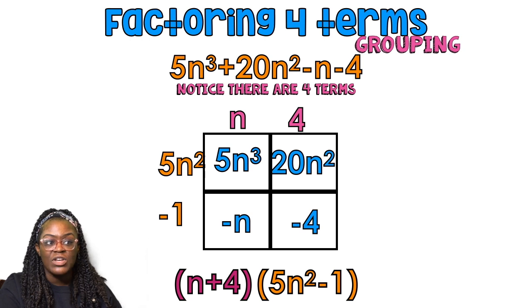Yay! Now, the orange part in this case is not the difference of two squares, because 5 is not a perfect square. So that's my final answer. I'm done. That's it? Imagine.